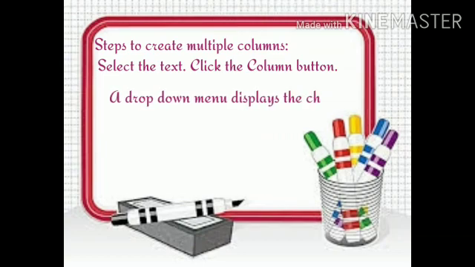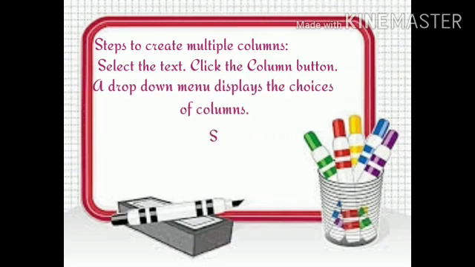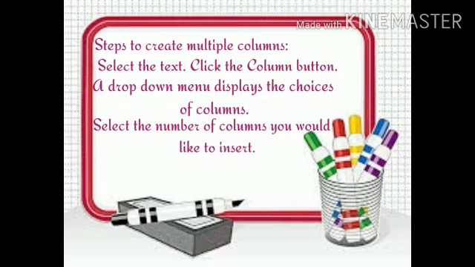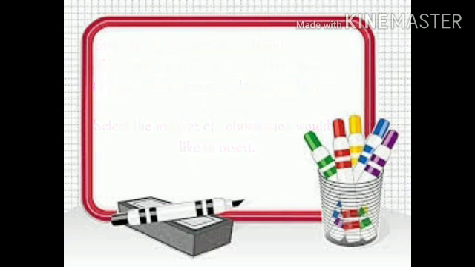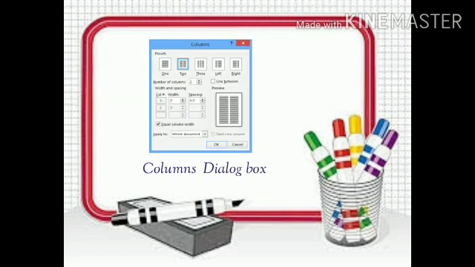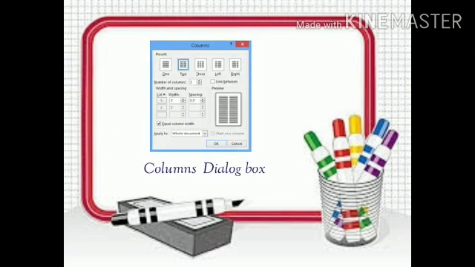Now from where do we get the column button? Just click on the page layout tab. There you will get the column button. A drop down menu will display the choice of columns and select the number of columns you would like to insert, and that number of columns will be inserted in your document. For example, if you select the number 3, then 3 columns will be inserted in your document and then click OK. Here is a picture of the column dialog box where you can select the number of columns which you would like to insert.